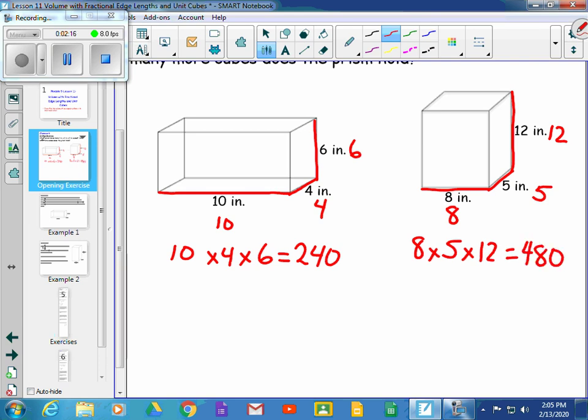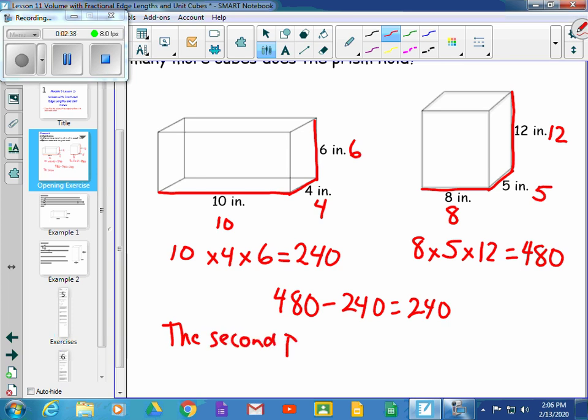480 cubes. Well, then the question was, how much does one prism hold more than the other? We subtract the larger amount minus the smaller amount. In this case, we get 240. So the second prism holds 240 more 1 inch by 1 inch by 1 inch cubes.